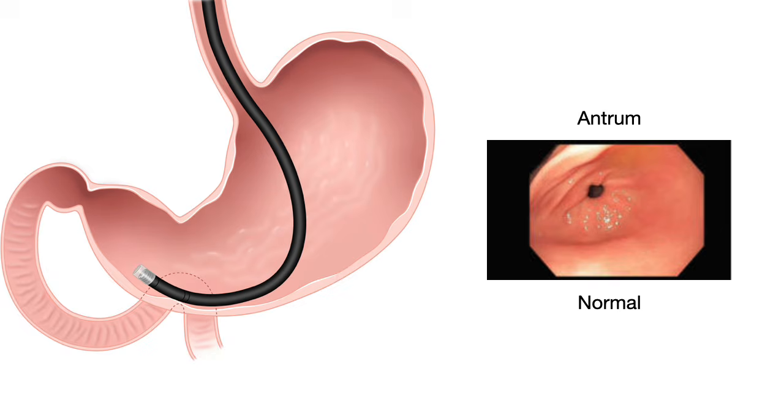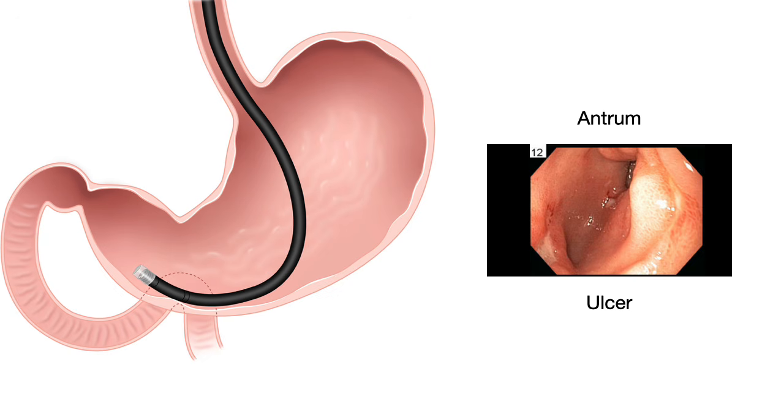So now as we go down to the antrum, this is normal, and here you see some ulcers. Here there are shallow ulcers with sloping edges, one ulcer here, one ulcer here, one ulcer here. And when you have multiple ulcers like this, these tend to be usually benign ulcers.